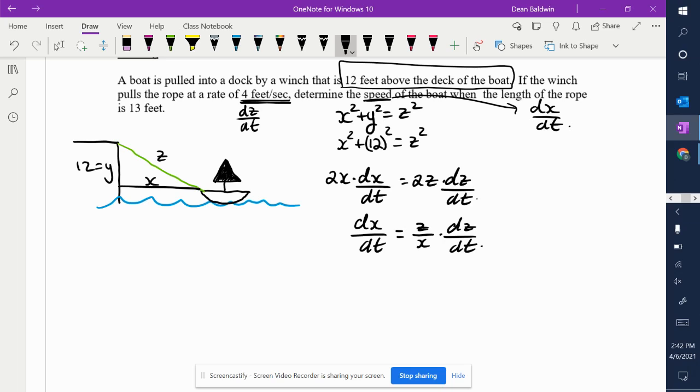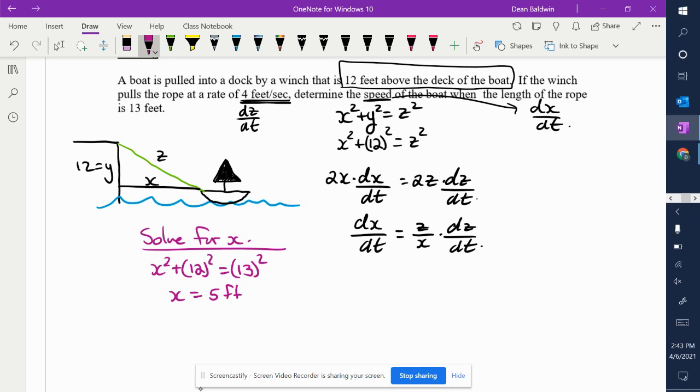As per usual, we have to use the original equation to solve for what we don't know. What don't I know? X. So it's x squared plus 12 squared equals, what's z? 13. If you do all that, you get x is equal to 5. And you just plug in everything.